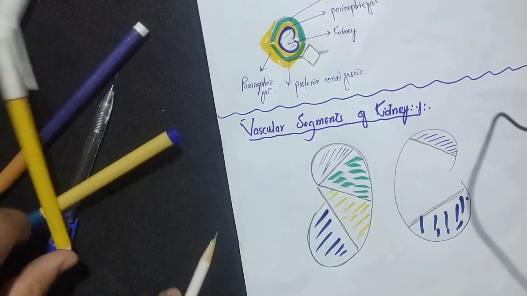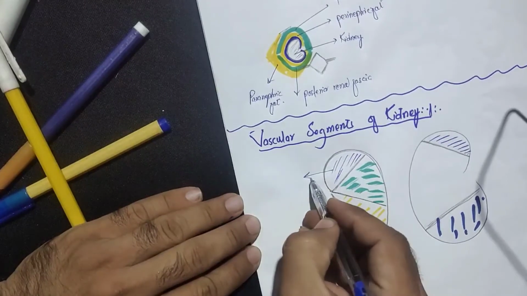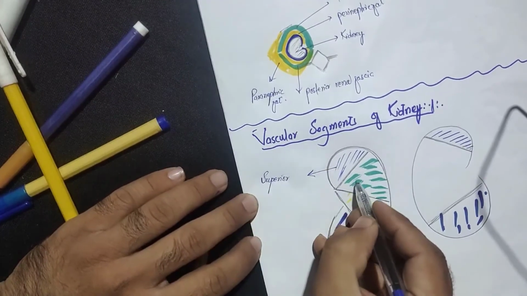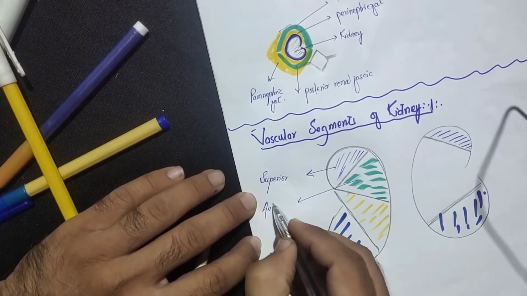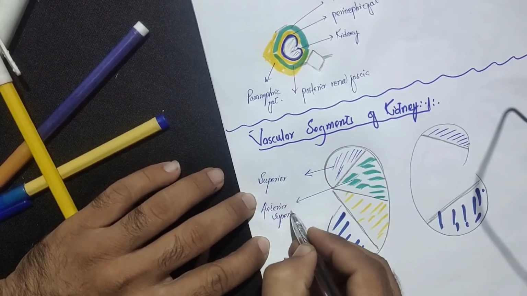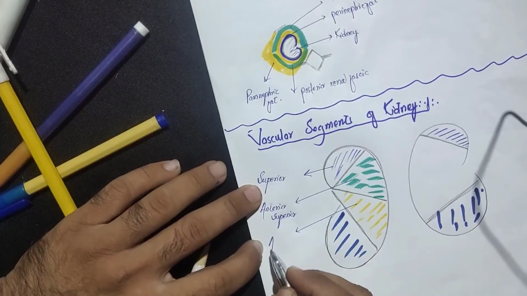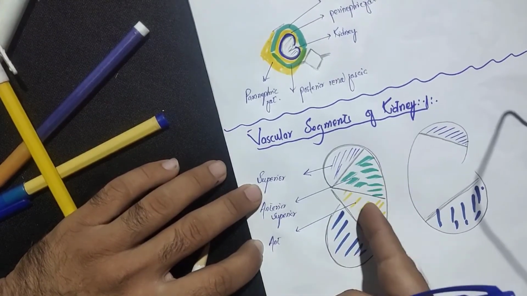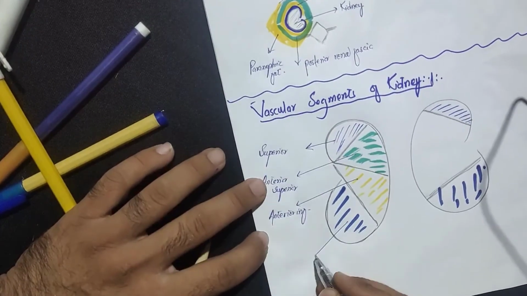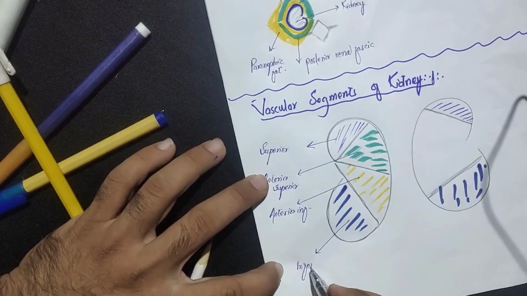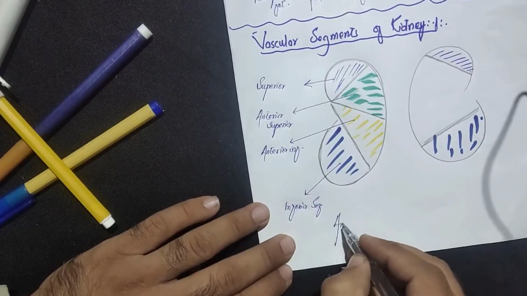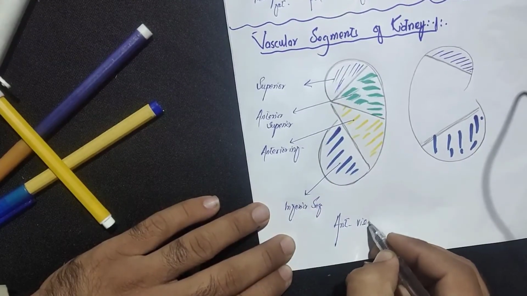So how many segments are there in one of the kidneys? 5 segments. This is the superior segment. This is present anteriorly but superior, the anterior superior segment. This is again anterior but inferior to this superior segment, the anterior inferior segment. And this one is the inferior segment, right? And this view is the anterior view. Which view? Anterior view, right?